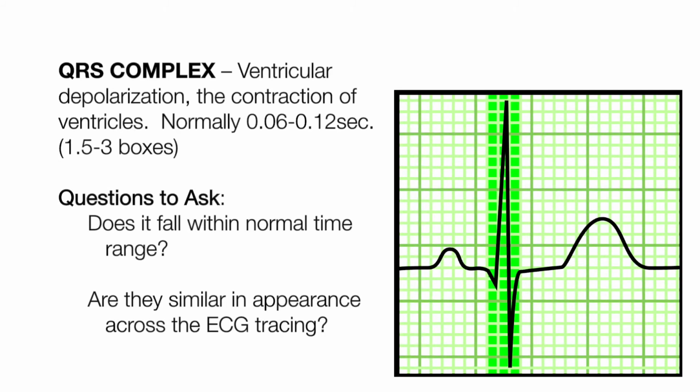Next, look at the QRS complex. This is ventricular depolarization, or the contraction of ventricles. It is normally 0.06 to 0.12 seconds, or 1.5 to 3 boxes. Does it fall within the normal time range? And are they similar in appearance across the EKG tracing?